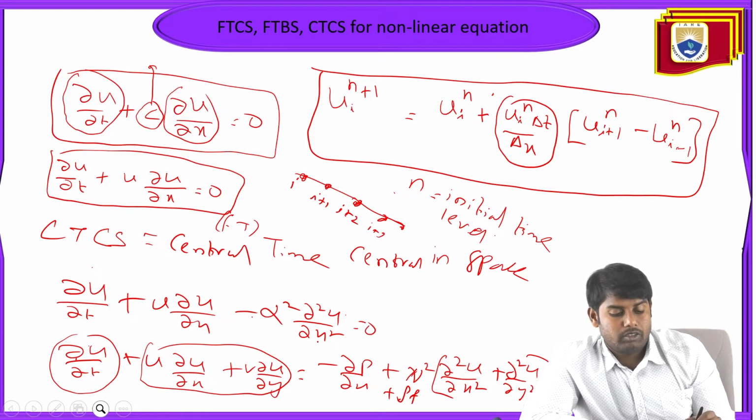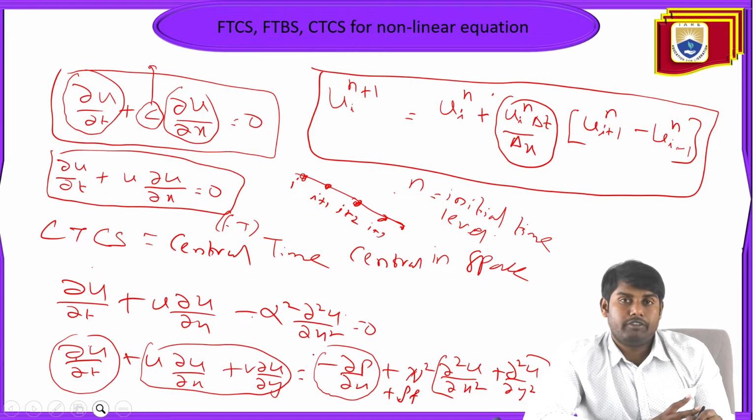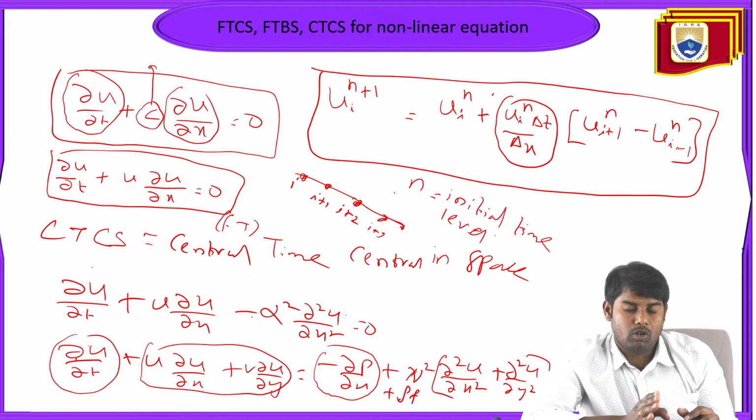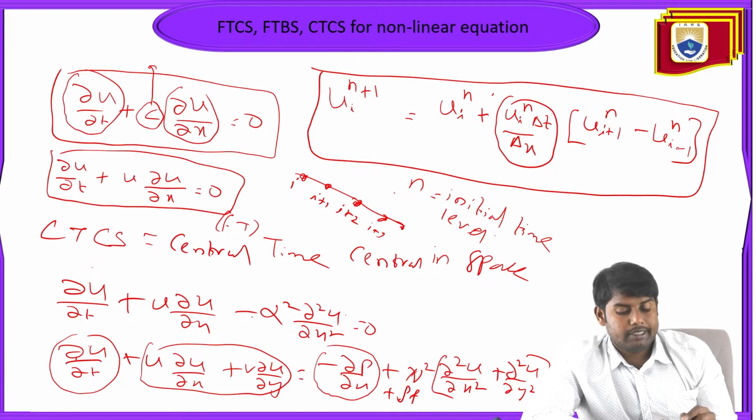And now here you have minus dou p by dou x, which is the pressure gradient term. The motion of the fluid happens because of the pressure gradient. The fluid flows from one place to another because of the pressure difference between point 1 and 2. If you have high pressure in one region and low pressure in another, the flow will go from high pressure to the lower pressure region.